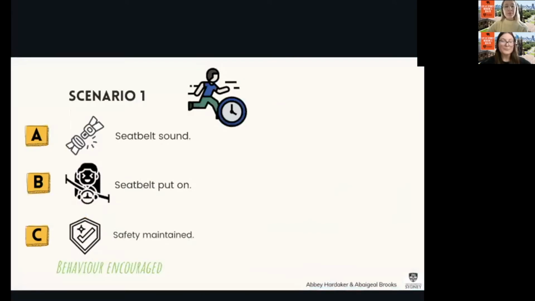Let's look at an example. A man is in a rush and running late for work. He gets in his car and is about to drive off, but he hears the seatbelt warning sound. He stops and remembers to put on his seatbelt. In this scenario, the antecedent is the sound, the behaviour is putting on his seatbelt, and the consequence is avoiding a possible ticket or injury. His safety is reinforcing, which encourages repetition of that behaviour.